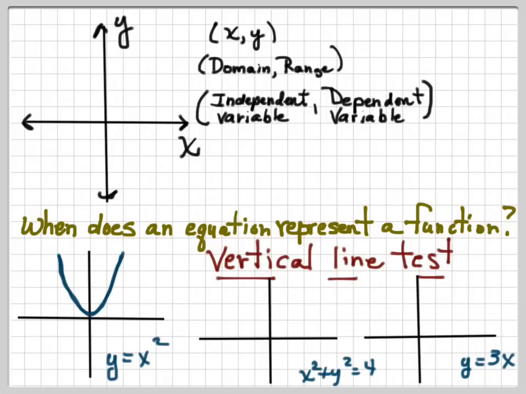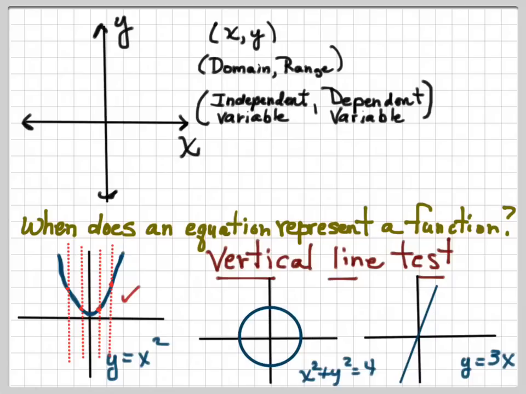For the first one, that's a parabola. And the second one is a circle, and the third one is a line. Okay, going back to the first one. When I draw vertical lines, there's no place on that graph where I hit the blue graph, not the x-axis, the blue graph, more than one place. So, yes, that is a function.